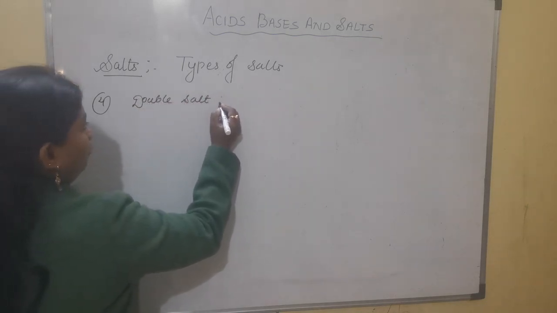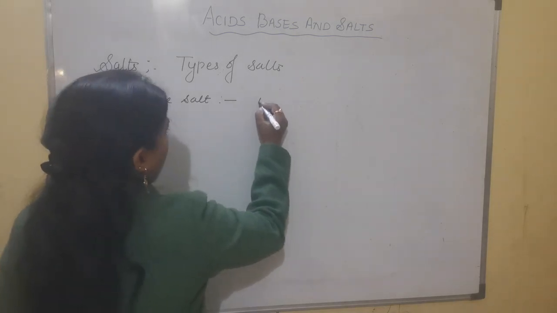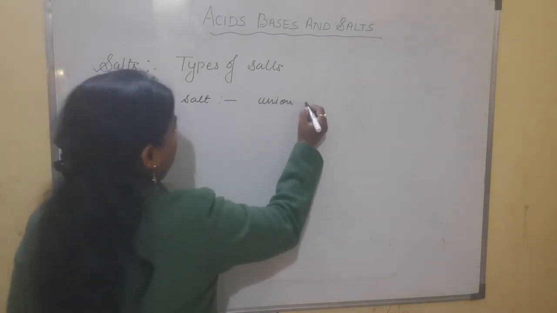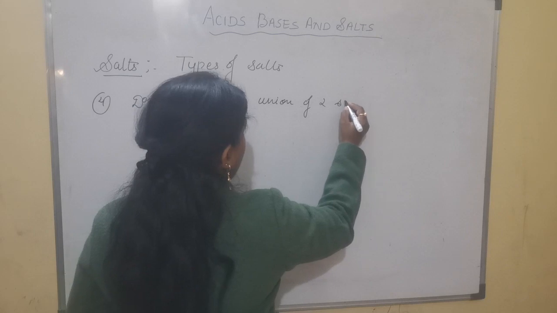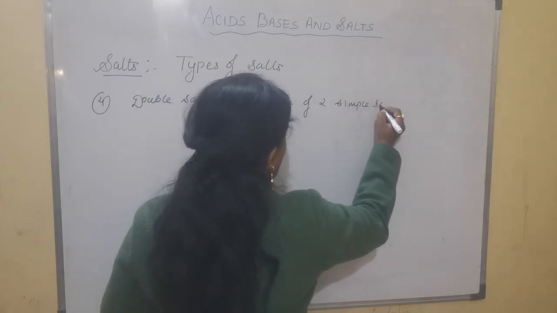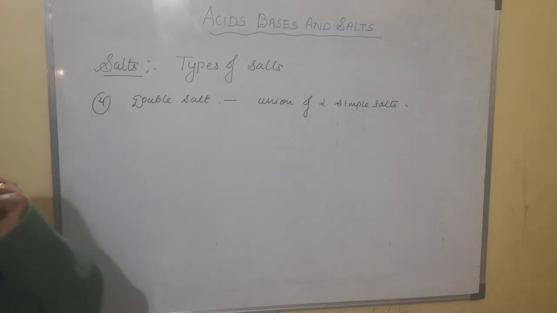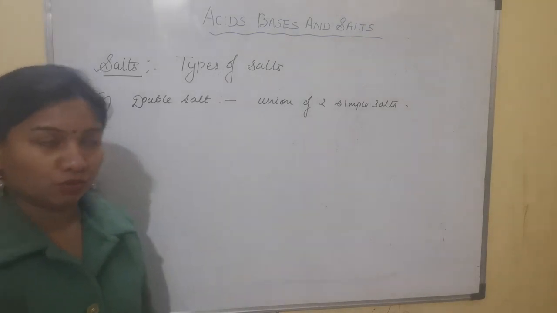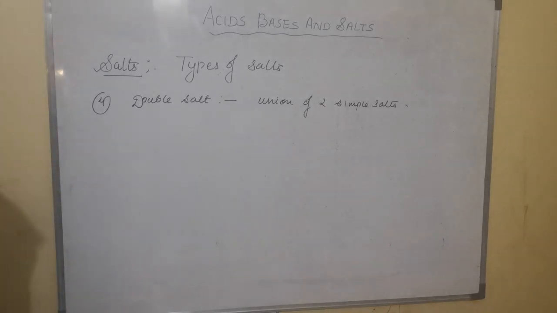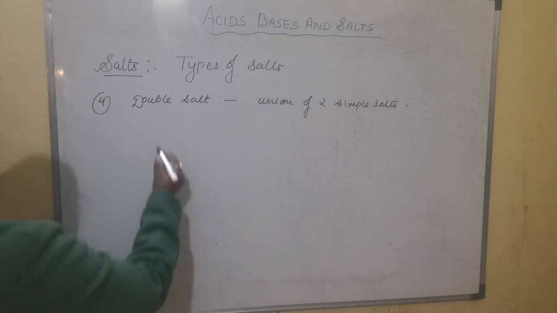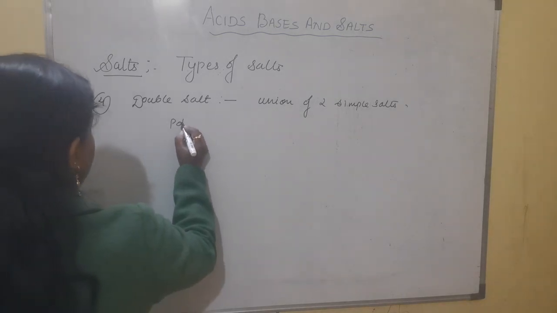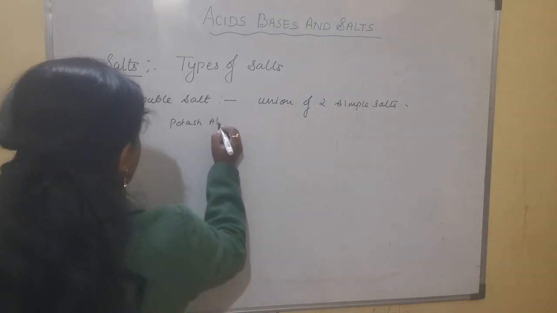Formed by the union of two simple salts. There are three names you have to learn in this: potash alum, Mohr salt, and dolomite. So what is potash alum? It is a combination of potassium sulfate and aluminium sulfate.